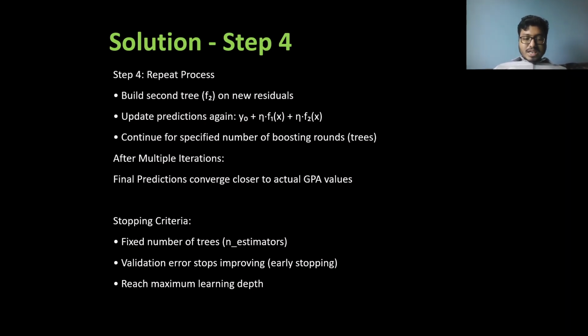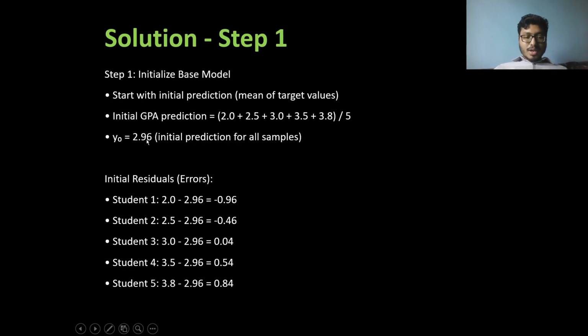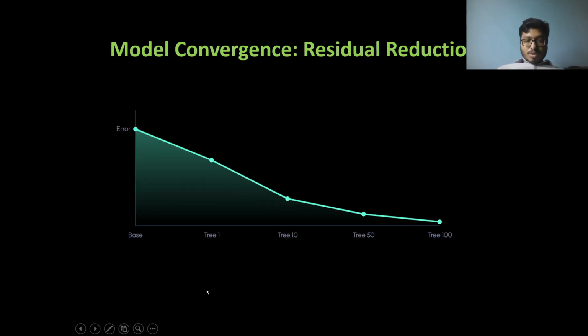So its stopping criteria are: a fixed number of trees is reached, the validation error stops improving, or the maximum depth is reached. We can see the model converge. At first the error was high, but as we go with more trees, the error is dramatically reduced. We can also see that in our example. For the first, our errors were 0.96, 0.46, 0.04, 0.54 and 0.84. Here the errors have been reduced in the first tree. So the error is reduced along with the trees.